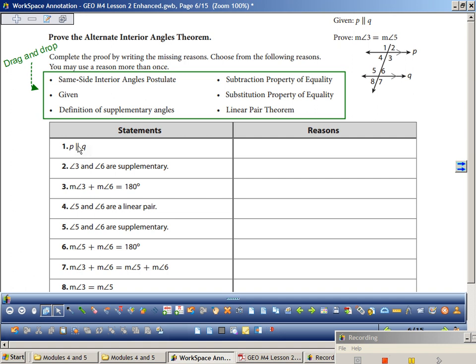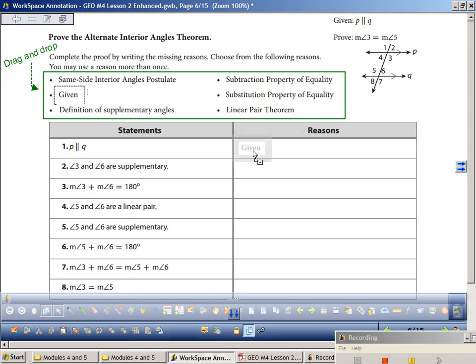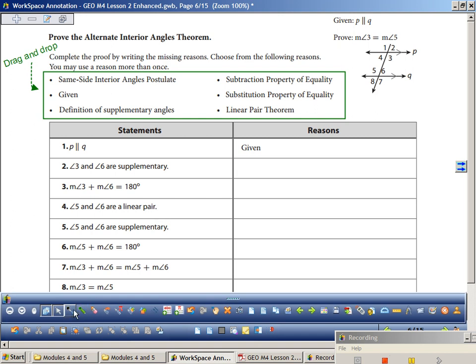Okay, so first it says P is parallel to Q. We were given that. That one's easy. Awesome. 3 and 6 are supplementary. Let's go look at where 3 and 6 are. Here's 3. Here's 6. What type of angles are 3 and 6?